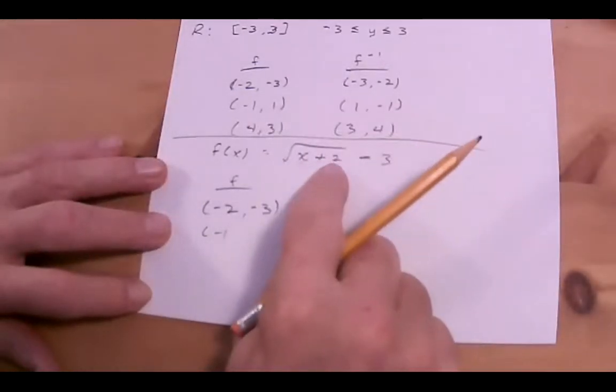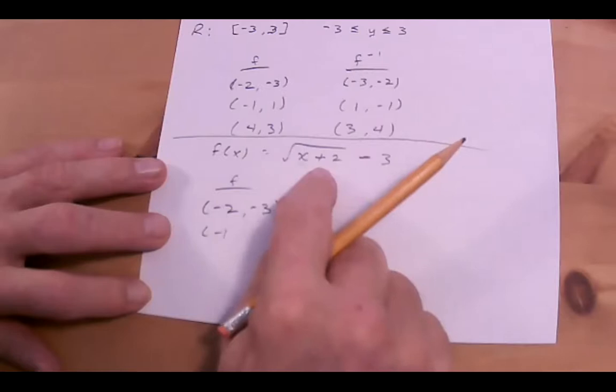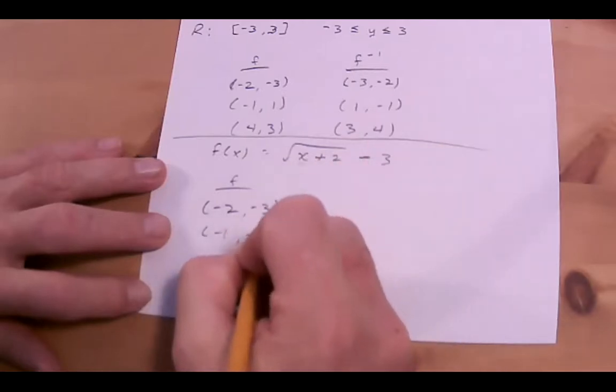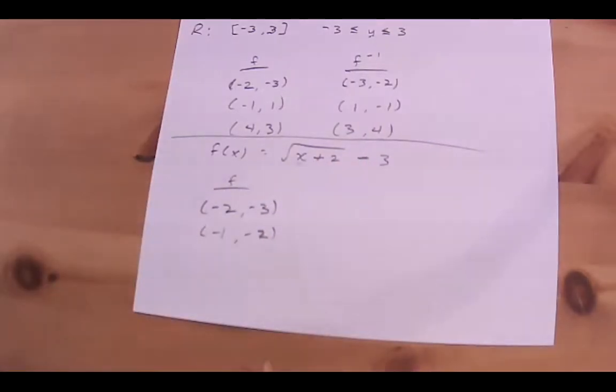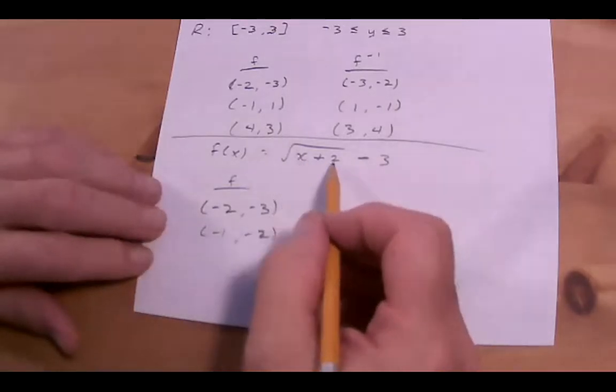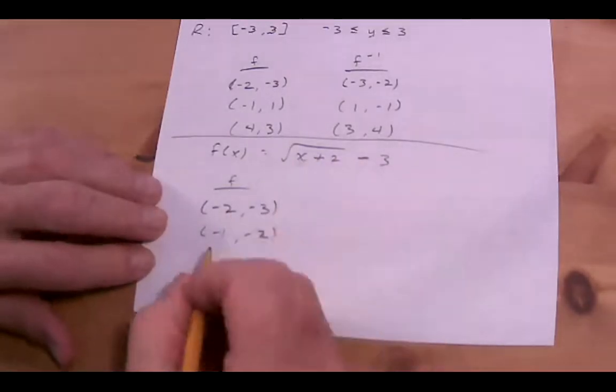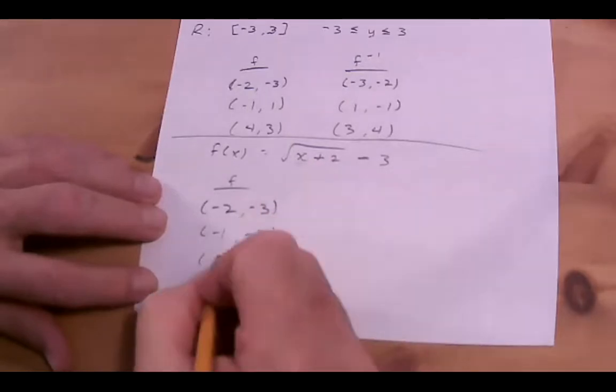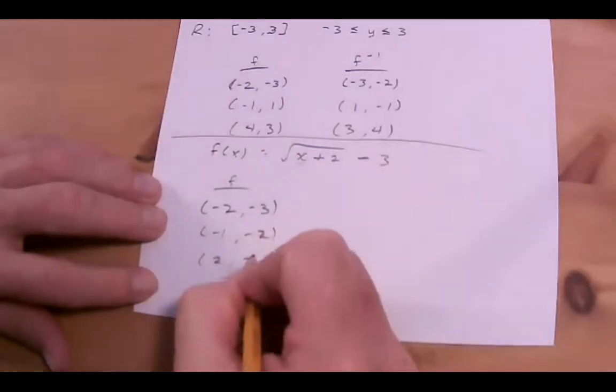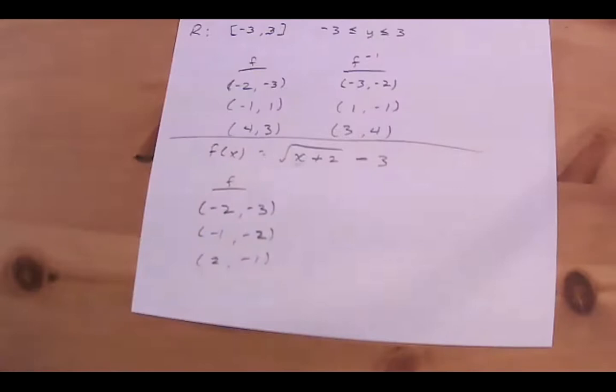Negative 1 plus 2 is positive 1. Square root of that is 1. Minus 3 is negative 2. So I got points like that. And then I know a perfect square is 4, so I put in 2 there to get 2 plus 2 is 4. Square root 2. 2 minus 3 is negative 1. So I got some ordered pairs just to guide me on drawing that graph. Okay, and it led me to the graph.